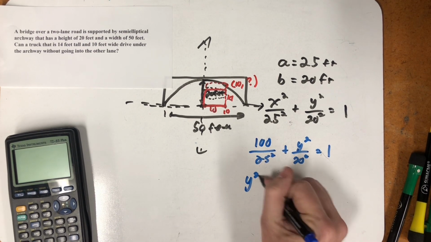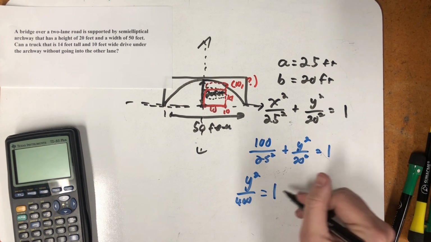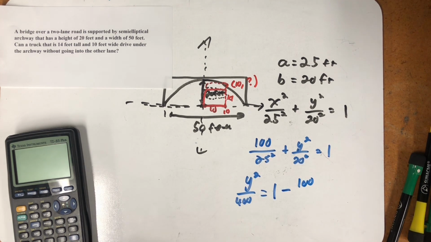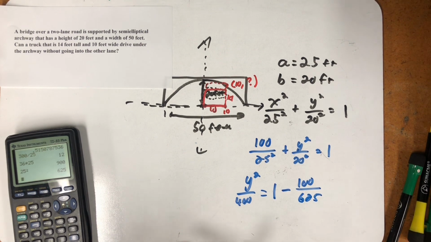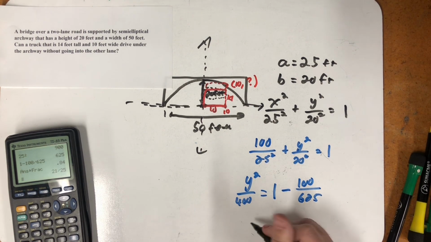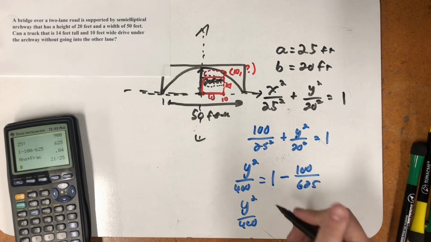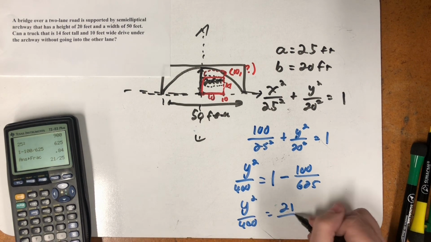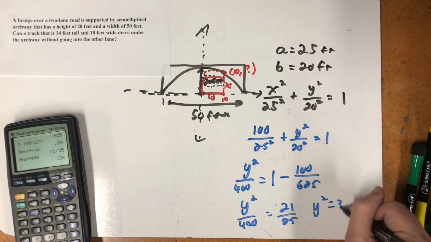So let's just go on and say that's going to be y squared over 400, right, that 20 squared. And then let's take this away from both sides. So 1 minus 100 over 25 squared, which is 625. All right, so I have 1 minus 100 over 625. Excuse me, 0.84, but I prefer improper fractions. So y squared over 400 is equal to 21/25. Multiply both sides by 400, and I get that y squared is equal to 336.